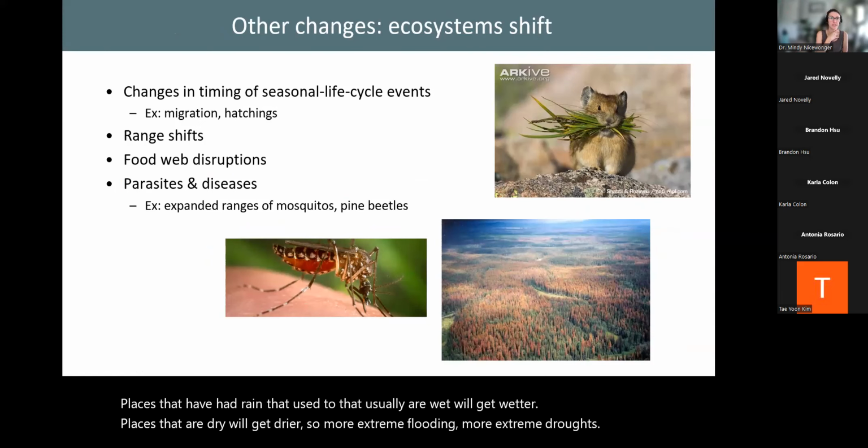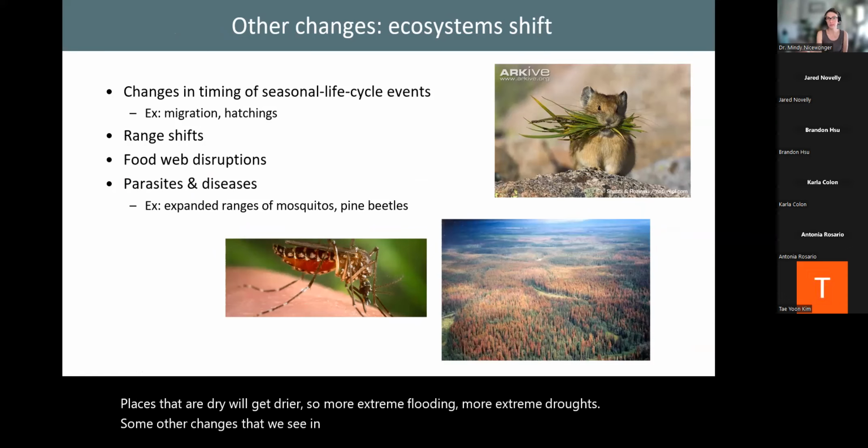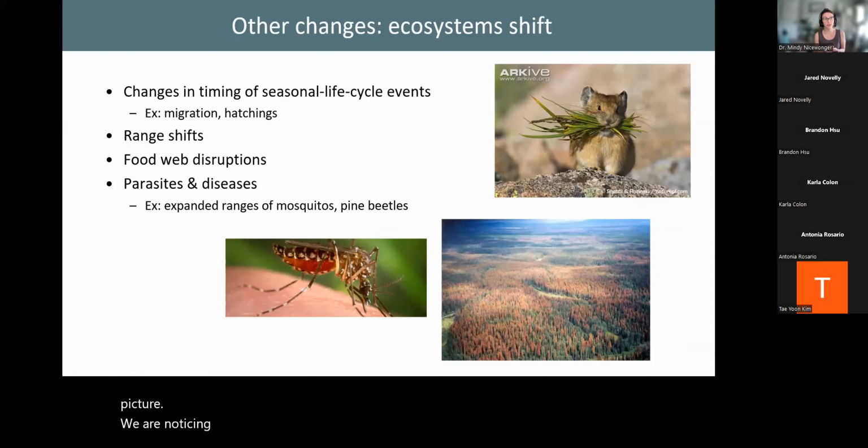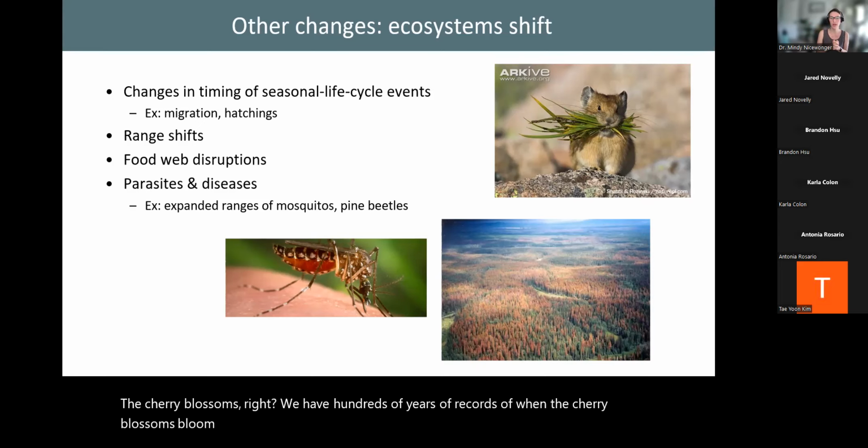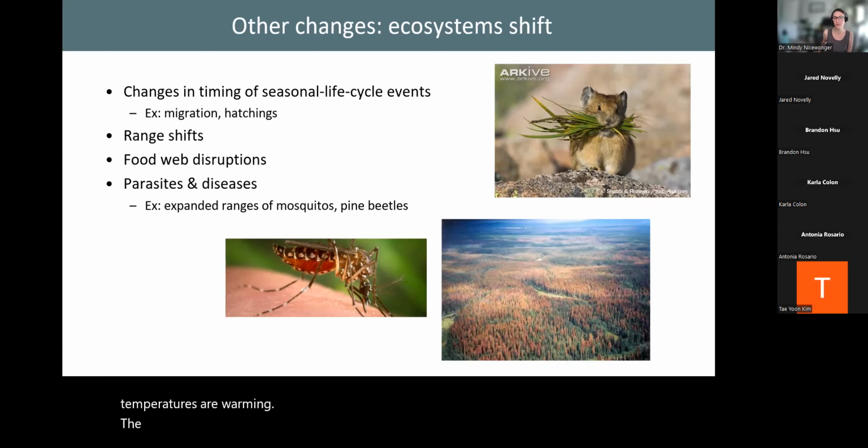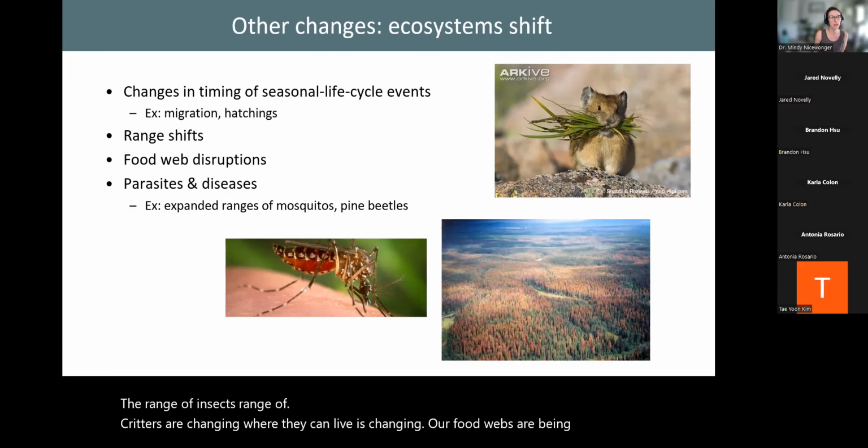Some other changes that we see include our ecosystems. When we think about the big picture, we are noticing and can observe changes in the timing of seasonal life cycle events, migrations, hatchings, the cherry blossoms, right? We have hundreds of years of records of when the cherry blossoms bloom. And we can see that those are changing. It's becoming earlier in the year because temperatures are warming. The range of insects, range of critters are changing. Where they can live is changing. Our food webs are being disrupted.